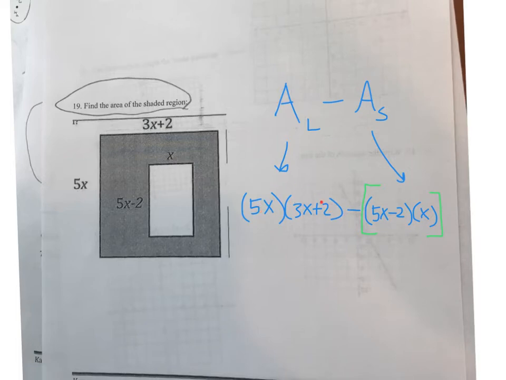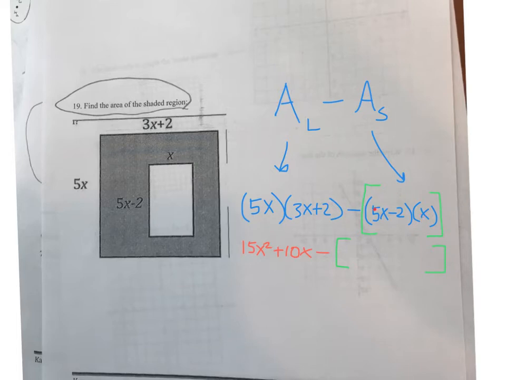You could totally distribute that 5x in there. And by doing so, you will get 15x squared plus 10x. And we're going to subtract a whole thing of something over here. I'm preserving the green brackets. Now let's figure out what's inside here.